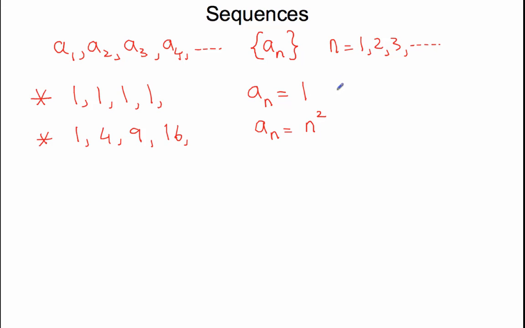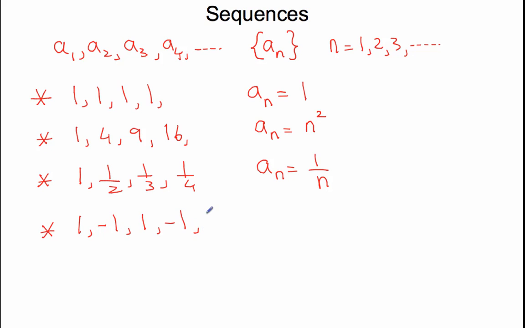So this sequence stays constant, this sequence increases. On the other hand, you could have a decreasing sequence. You could have 1, 1 over 2, 1 over 3, 1 over 4, and obviously this sequence has every element as 1 over n. You could have a sequence that constantly changes its sign. So 1, minus 1, then plus 1, minus 1, plus 1, etc. In which case, AN would then be (-1)^(n+1). Of course, the absolute value of AN remains just 1.